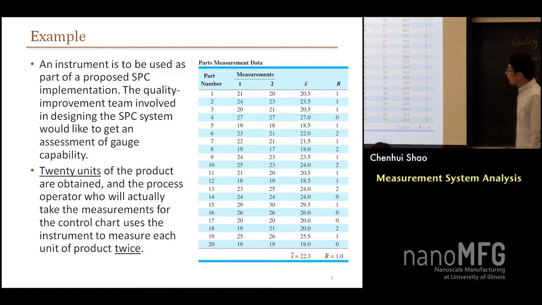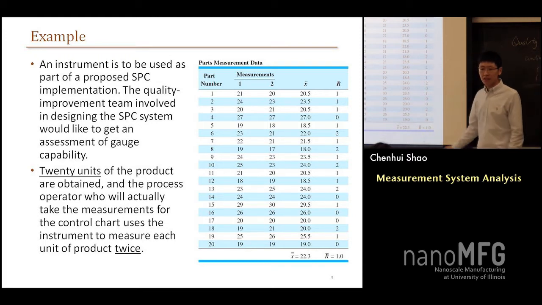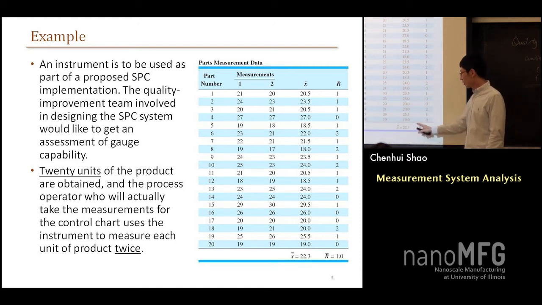Okay, so each row is still one sample. We calculate X bar and R. Does this look familiar to you somewhere? We have seen it somewhere, right? So I have this reading like X double bar and R bar. So any thoughts about this? Where did we use this?